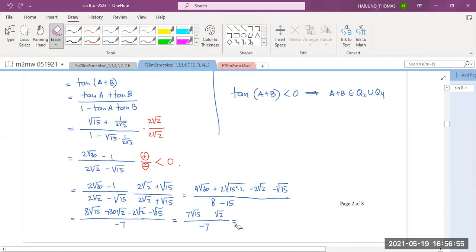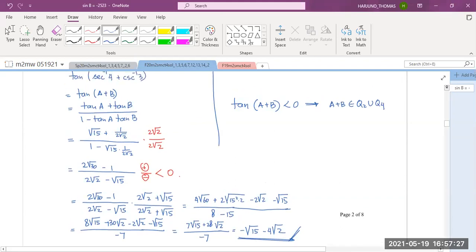Oh, we can cancel by negative 7. Okay, so there will be negative square root of 15 minus 4 square root of 2. Yeah, remember it should be negative. My computation earlier, if I did not correct that, would mean this tangent is positive. Okay, now I corrected already. That's clear that this is negative, right?